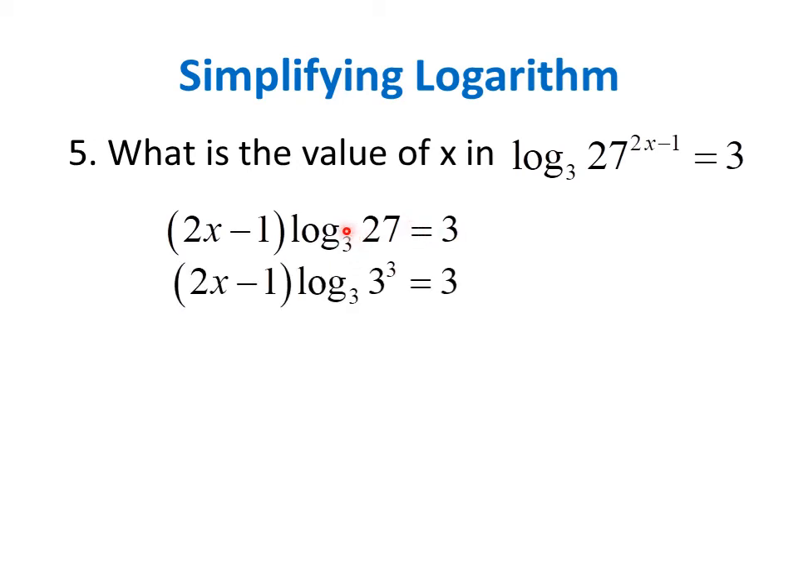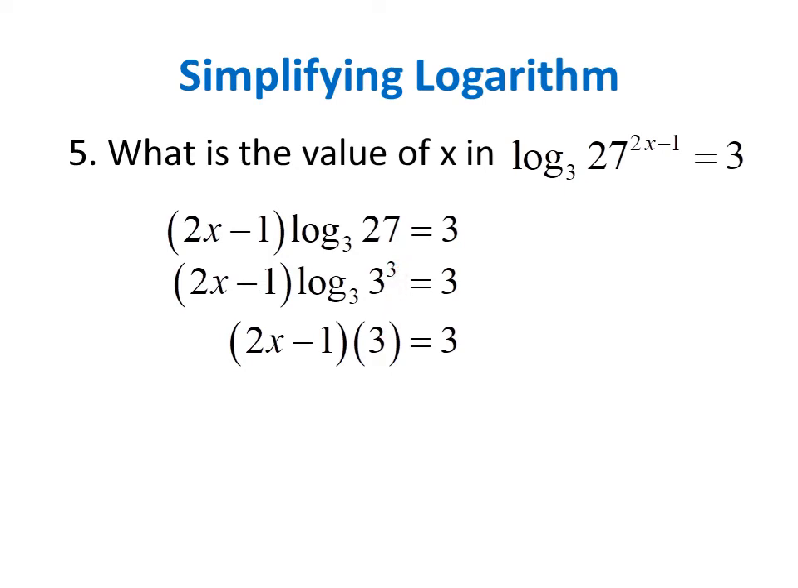Now, since we are getting log to the base 3, we have to express 27 as the base 3 raised to some exponent. 3 times 3 is 9, times 3 is equal to 27. Therefore, 27 is 3 cubed. Let's evaluate log to the base 3 of 3 cubed. To what exponent do we raise the base 3 to get 3 cubed? We have the exponent 3.